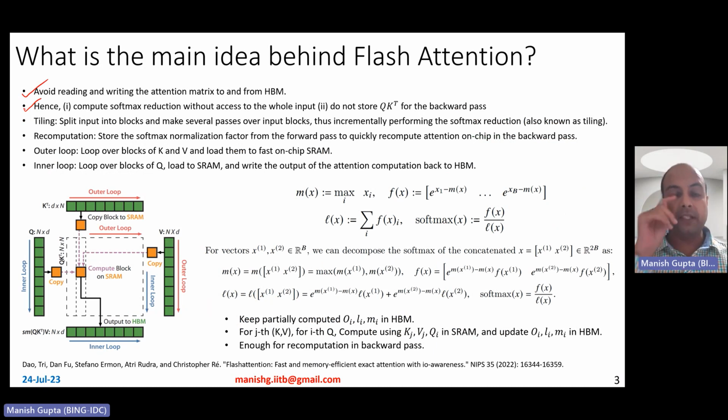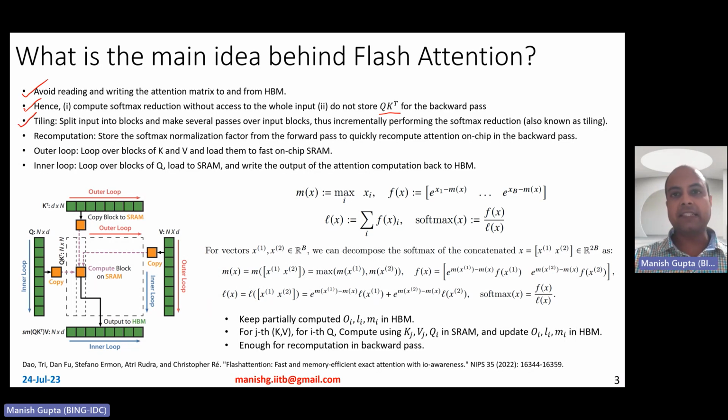The second step to make things faster and less memory intensive is to not store QK transpose at all. Okay. So you don't want to store QK transpose, although in the standard attention implementation you need QK transpose to be stored in HBM for the backward pass for gradient updates, weight updates using gradients and so on, right? But somehow there should be a way of handling this without computing QK transpose entirely, but still doing the backward pass. Okay, so let's see how flash attention achieves this.